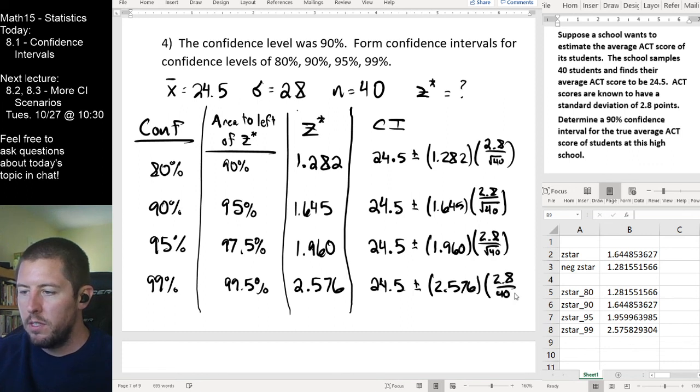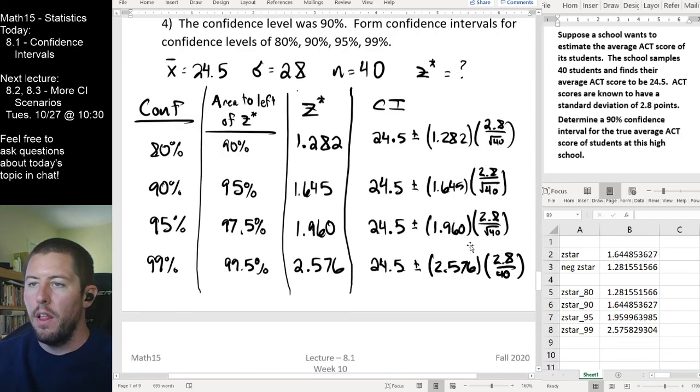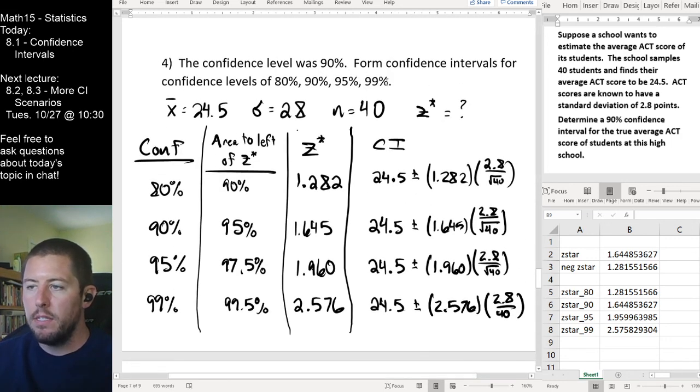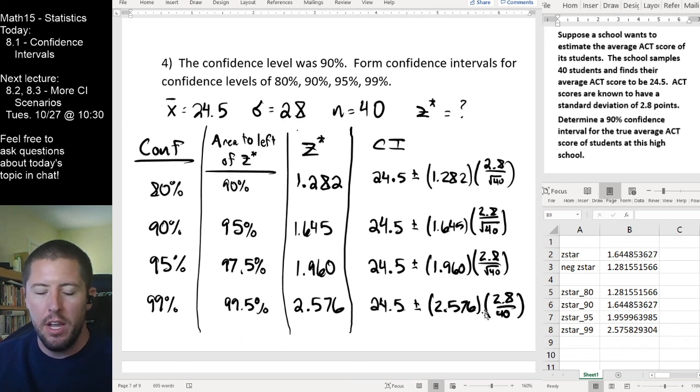Right? So our conclusion here is the larger our confidence level gets, the larger our margin of error is going to get, because we have to cast a bigger net to be more confident that we're going to catch a fish. If we want to increase our confidence that we catch a fish, we have to increase the breadth of our net.